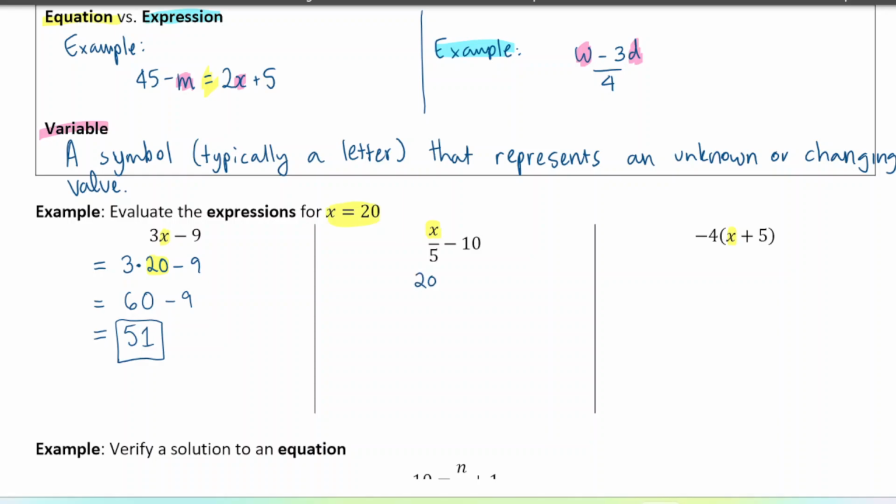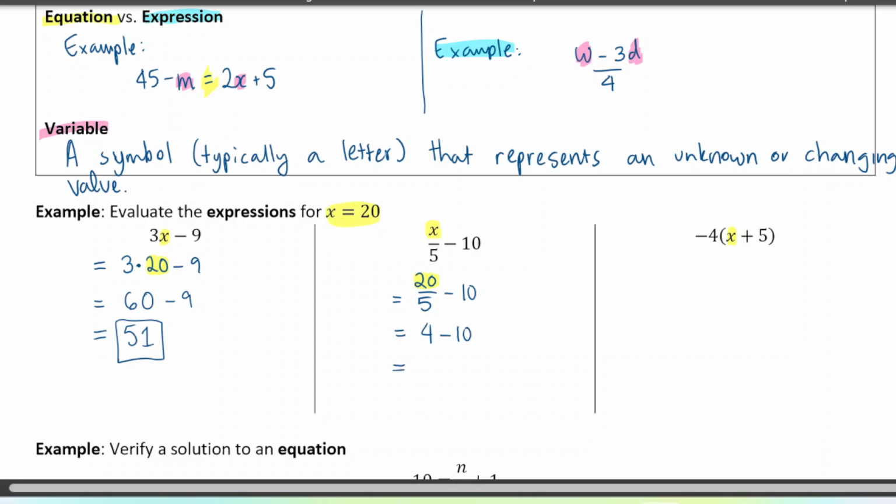Okay, let's do the next one. We have 20 over 5 minus 10. I've replaced the x with 20. Now we're going to do the division first, order of operations. So 4 minus 10. So negative 6.